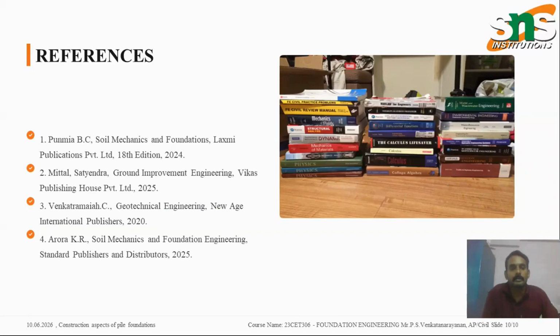So the information presented today is based on the standard textbooks recommended for foundation engineering such as Punmia B.C., Mittal, Satyendra, Venkatramaiah and K.R. Arora.